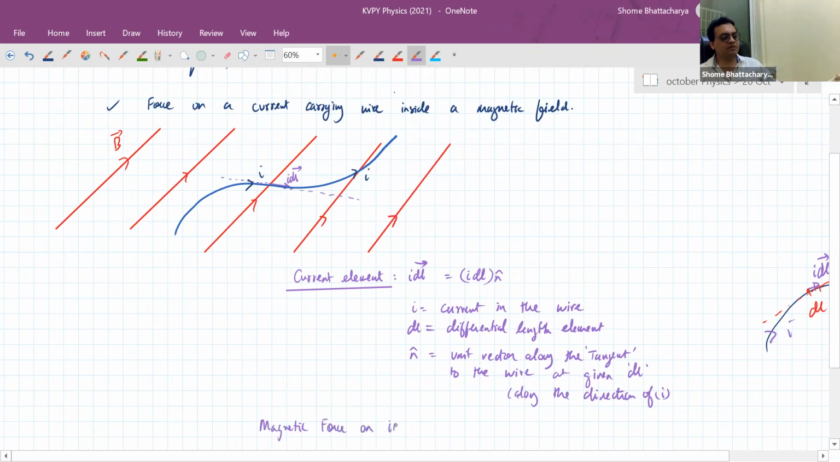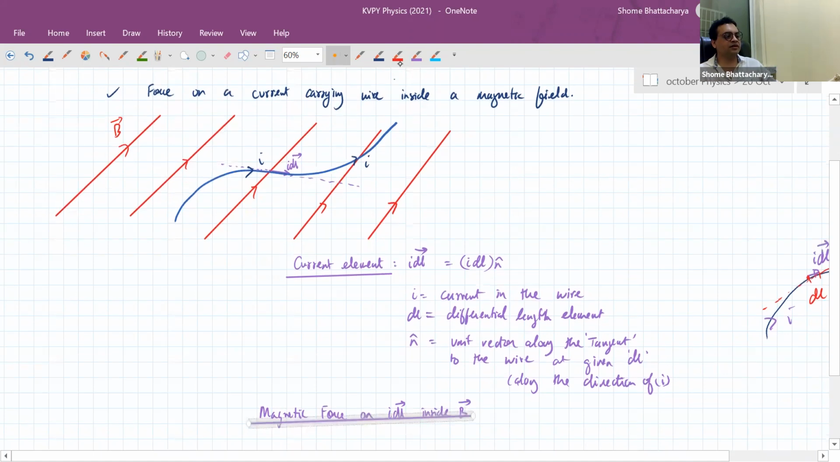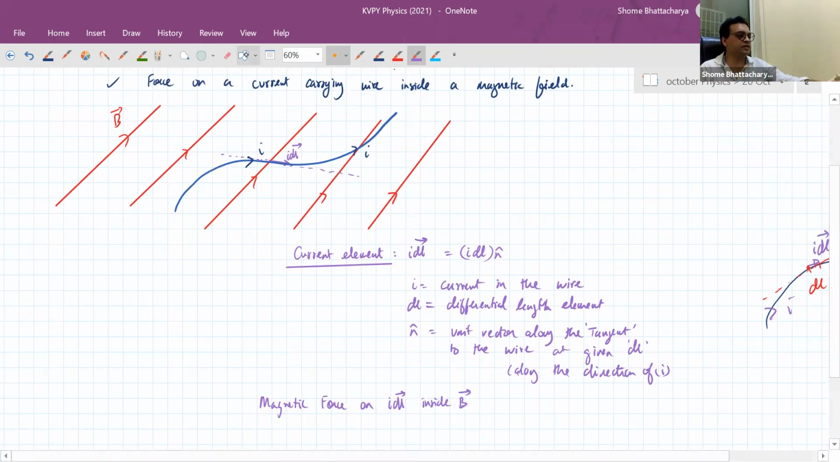on the current element IDL inside the magnetic field B. Okay, so that magnetic force is given by a formula. As I said, this formula can be derived using a concept called drift velocity, which we'll study later in class 12th current electricity, and using the formula of magnetic force on a charged particle. Using a combination of these two things, this formula can also be derived, but right now we will not be deriving it, we'll just write it as a formula.